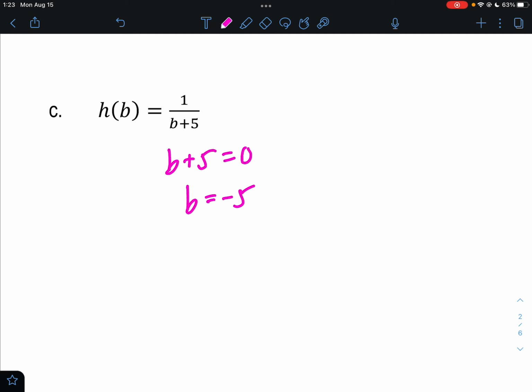Okay, so we can say x is not equal to -5, or we can say in interval notation, everything before -5 and everything after -5. So negative infinity to -5 union -5 to infinity is our domain here.